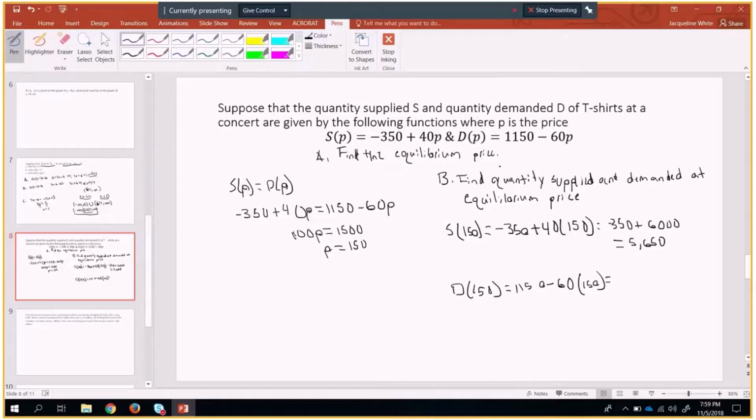This was supposed to be, oops, sorry about that. This is supposed to be a plus, and this is supposed to be a minus, like the other question. So then all we have to do is simplify that. 1150 plus 60 times 150, I think, is 9,000. That's a negative 1150. So that adds up to 7,850 if my math is correct, hopefully. All right, so that's our quantity supplied, which is 5,650, and our quantity demanded at equilibrium price.